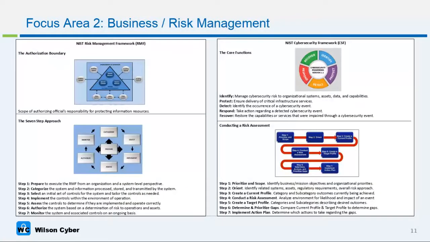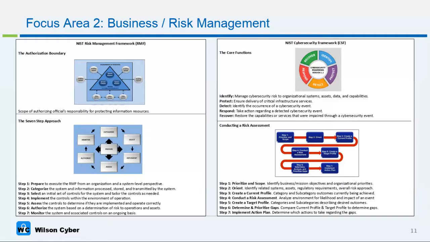So focus area number 2 is business risk management. Here we're looking at the core capabilities for our risk management program, starting with the NIST risk management framework, where we looked at the authorization boundary, the scope of authorizing officials' responsibility for protecting information resources. We're also looking at the 7-step approach.